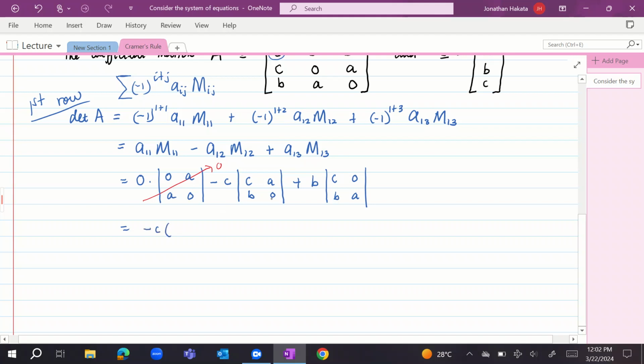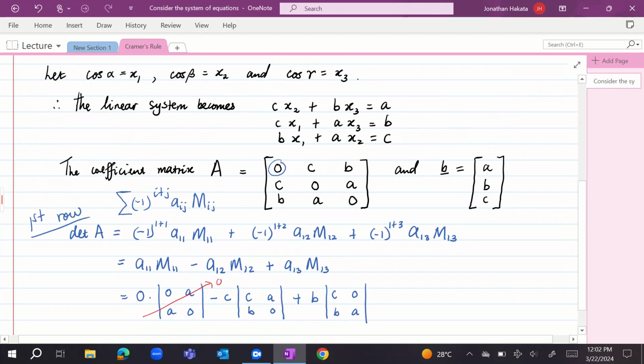c times 0, 0 minus ab. So we have 0 minus ab, plus b out, c times a, it's ac, minus 0. Okay, so as you can see, minus c into that bracket, then I'll have abc plus abc, so I'll end up with 2abc. We have calculated the determinant of A.